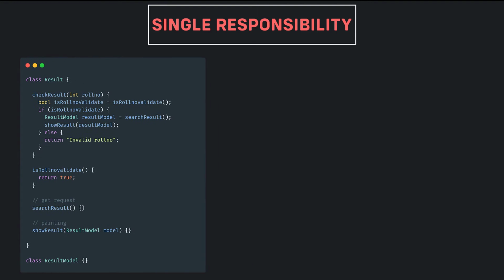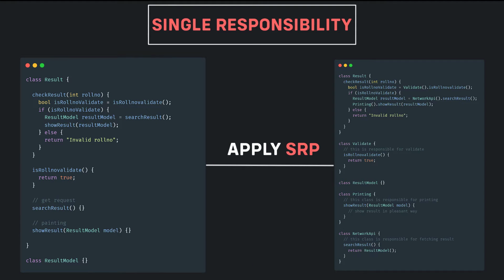And now if we apply the principle of single responsibility, it will change like this. Now the developer can focus on the desired functionality. Note that the result class is responsible for executing the flow.